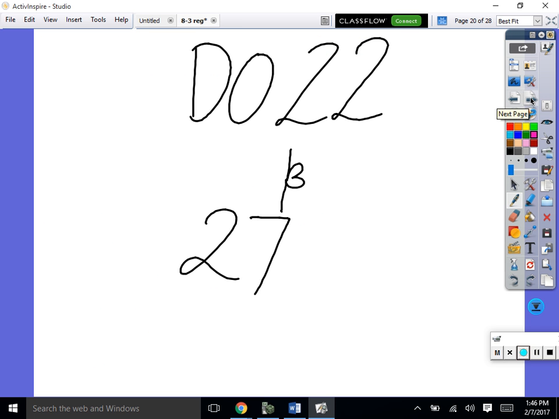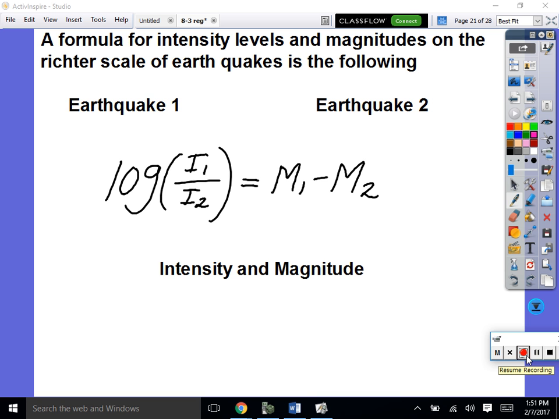Do 22 and 27. So this is a formula for intensity levels and magnitudes on the Richter scale of earthquakes. And it's base 10, so base 10 on the Richter scale. So notice this is log to the blank base. So we know there's secretly a base 10 in there, but we don't need to write it. So this is the formula used to compare intensity levels and magnitudes of earthquakes.